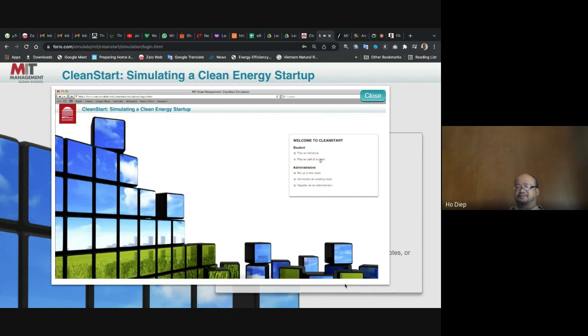And so to play as part of that class, you'll simply click here, and you'll put in your login ID. Your login ID will be provided to you by your instructor. It's typically your email address. So for example, I might be barney@stone.net. And you'll be given a password. You'll enter that password and then log in.